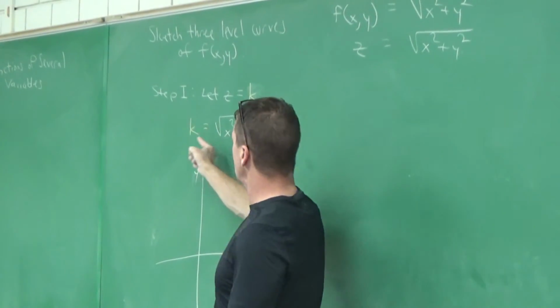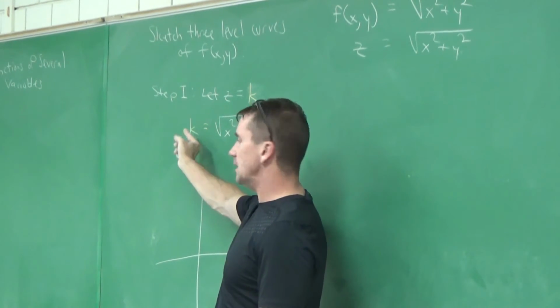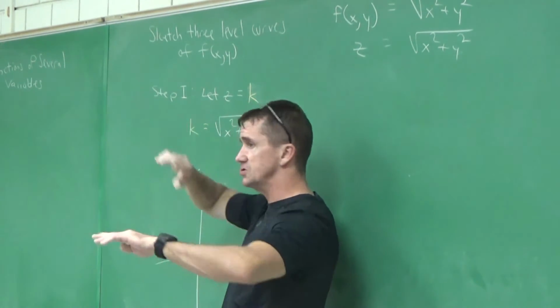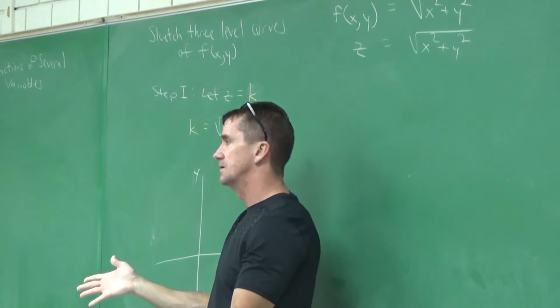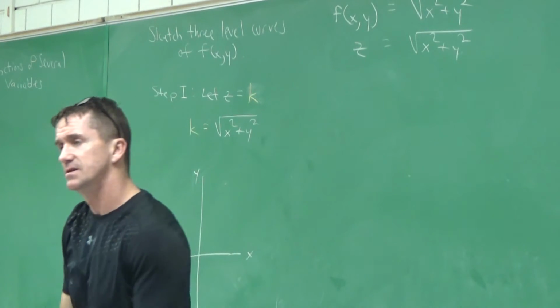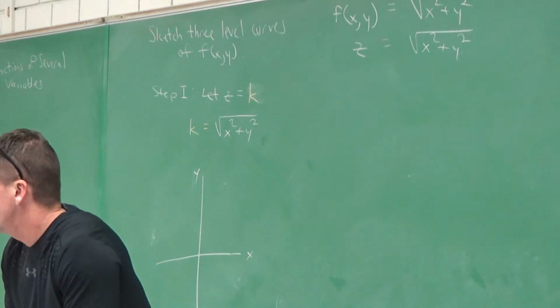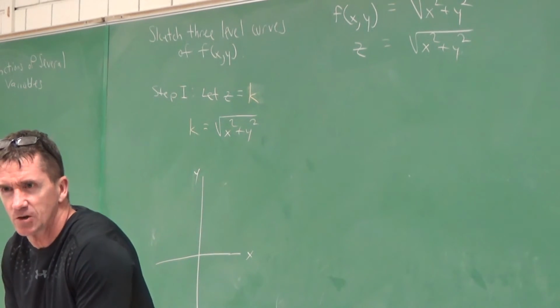Step 2 is going to be, now that I wrote this and let z equal k, you're going to pick k values. Just pick any k values that you want. Pick 3 simple k values, because you need 3 level curves, and make sketches of these. But I also want to add the word manipulate. You're probably going to want to manipulate your equation.